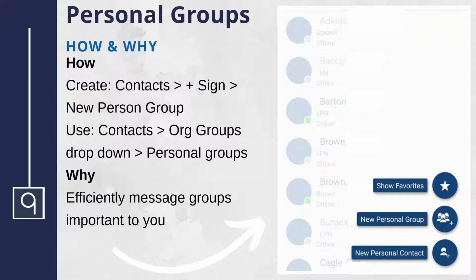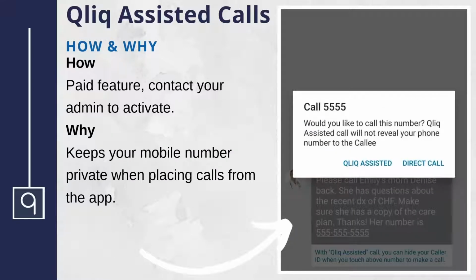You can name them accordingly and do everything that you need to do to have access to those individuals in the future. All right. Qliq assisted calling. This is the paid feature I referenced. So certainly if it's something that's not active at your organization and you feel like it should be, you can speak to your administrators. It's a nominal annual fee, very, very low for considering what it provides you. But many people actually have Qliq assisted calls activated at their facility and don't even realize it.